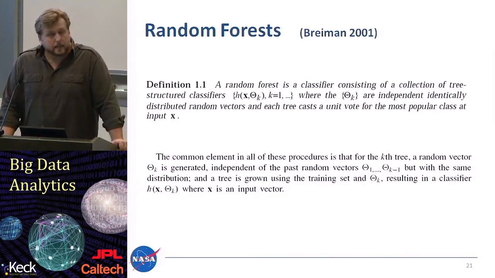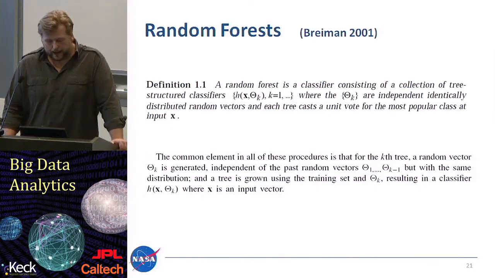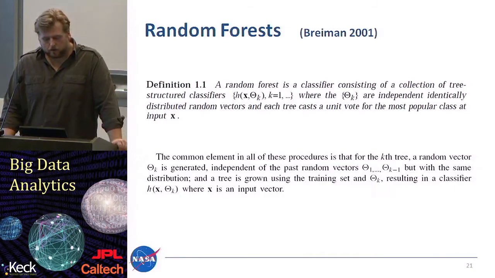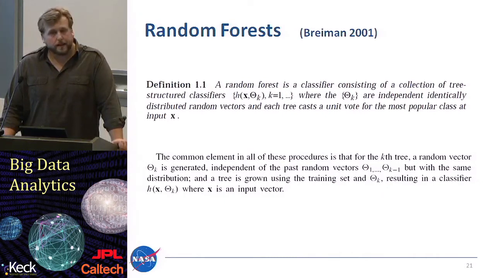So a random forest is defined as follows. A random forest is a classifier consisting of a collection of tree-structured classifiers h, which take x, which is the feature vector, as input based on some parameters at the split nodes theta k. And these theta k are IID distributed random vectors, and each tree casts a unit vote for the most popular class at input x. So that's the classical definition Breiman used. Nowadays we have variants on that in different aspects, which I will also introduce later.